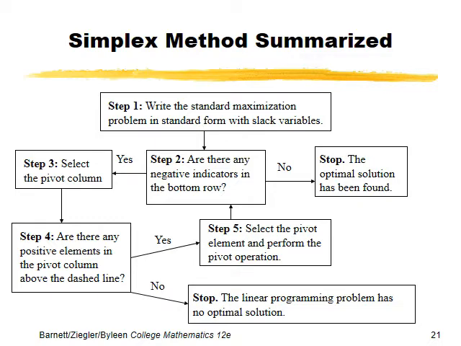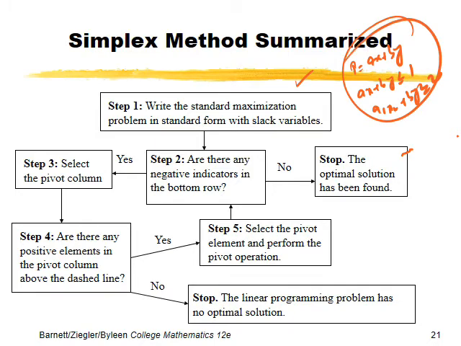The very first step is what we do. Step 1, write the standard maximization problem, like your objective function and the constraints in the form a1x1 + b1x2 less than or equal to c1, a2x1 + b2x2 less than or equal to c2. I am writing it in general form. Step 2, are there any negative indicators in the bottom row? When you write it in a simplex tableau form, in the bottom row, is there a negative indicator? If there is no negative indicator, then you stop. You cannot find the optimal solution.